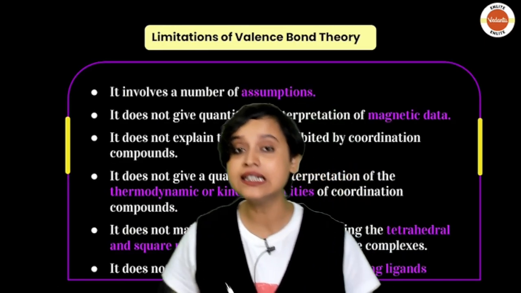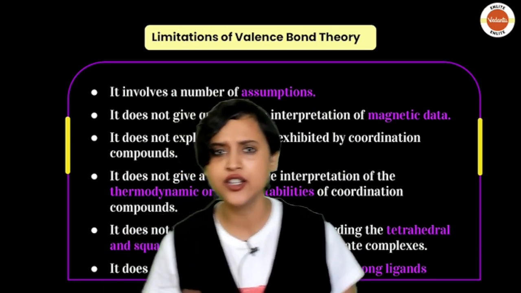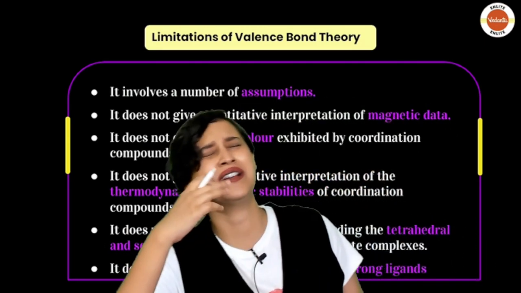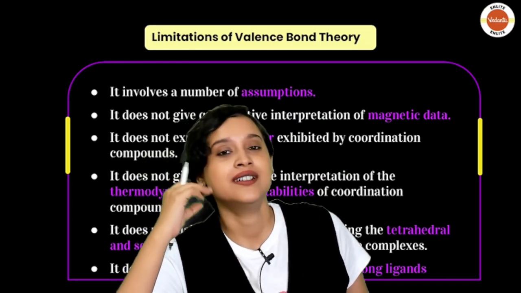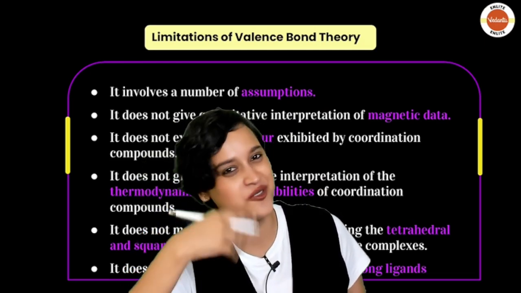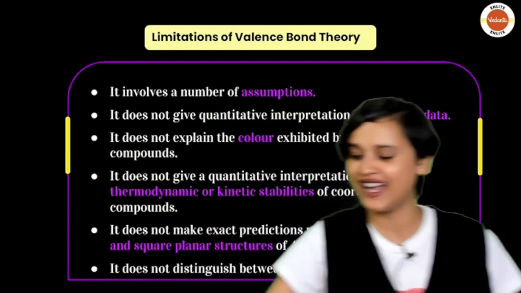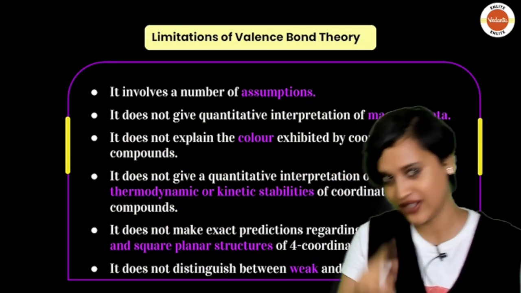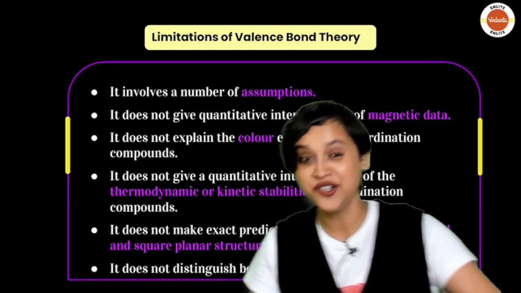Now let's understand the limitations. As I was telling you, valence bond theory is not away from disadvantages, which is why we have to study another theory. I have to teach you, you have to learn. Sorry guys, I can't help it. I didn't make the chapter. I did not bring the chapter to you. It was Alfred Werner. You know who to scold, right?